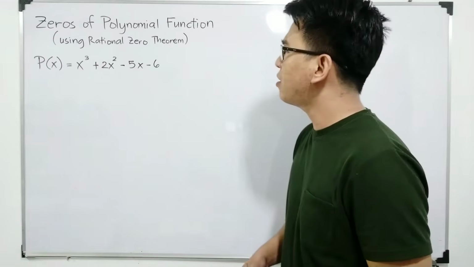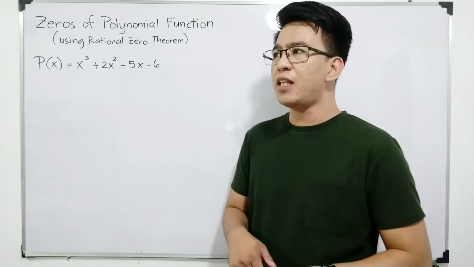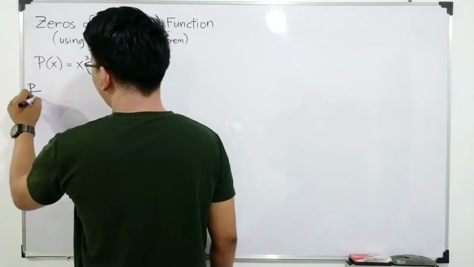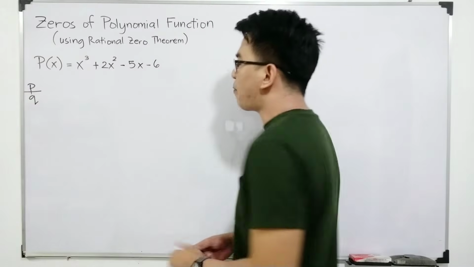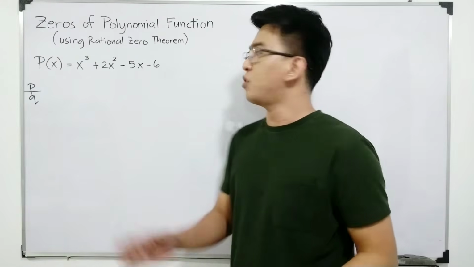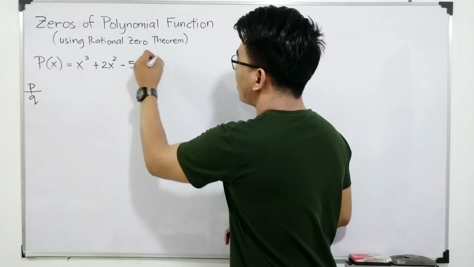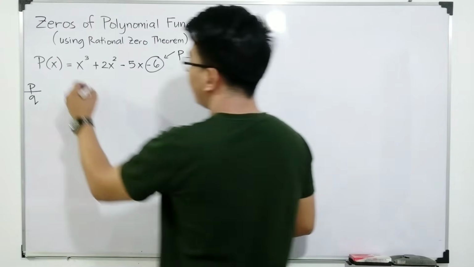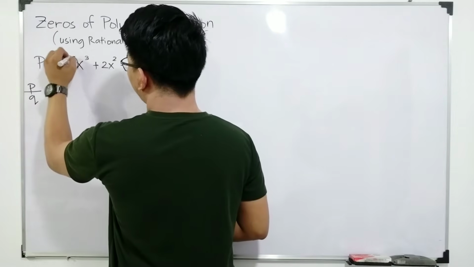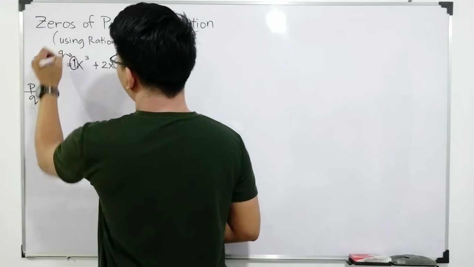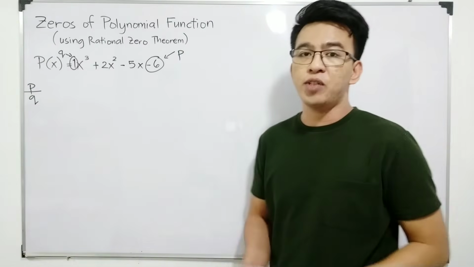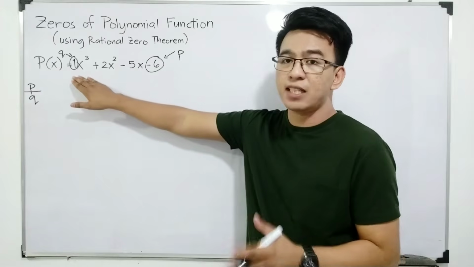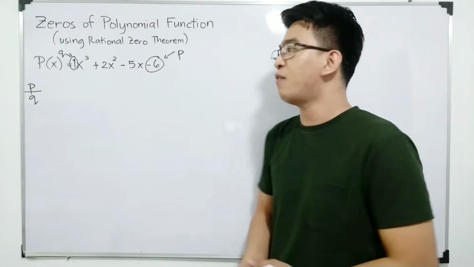So when we say rational zero theorem, ang hahanapin natin dito ay yung value ng p over q, wherein yung p natin represents the different factors of your constant term, and q the factors of your leading coefficient. Pag sinabi natin leading coefficient, this is the coefficient of your leading term, wherein the term has the highest exponent. Siya yung nadadala ng degree ng ating function.